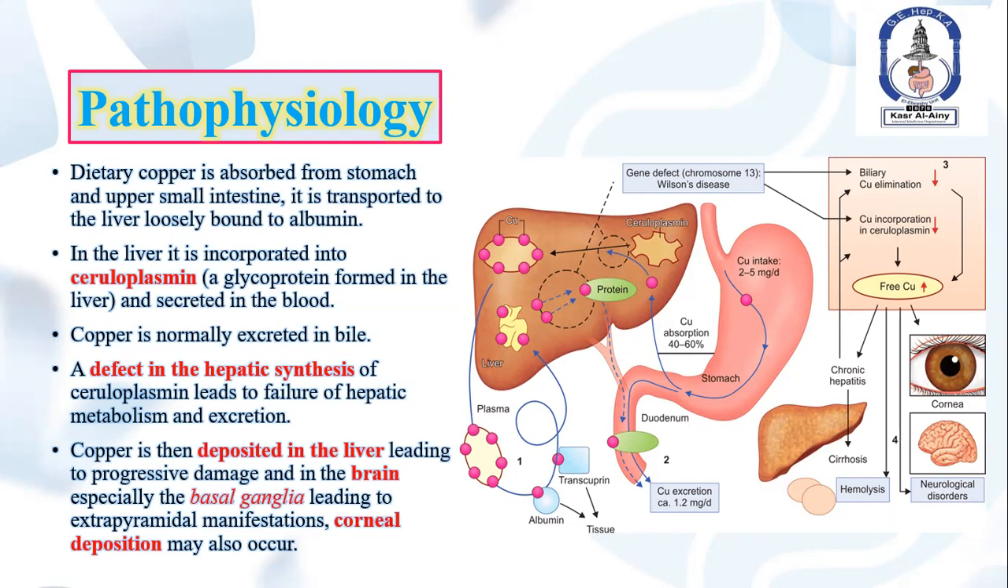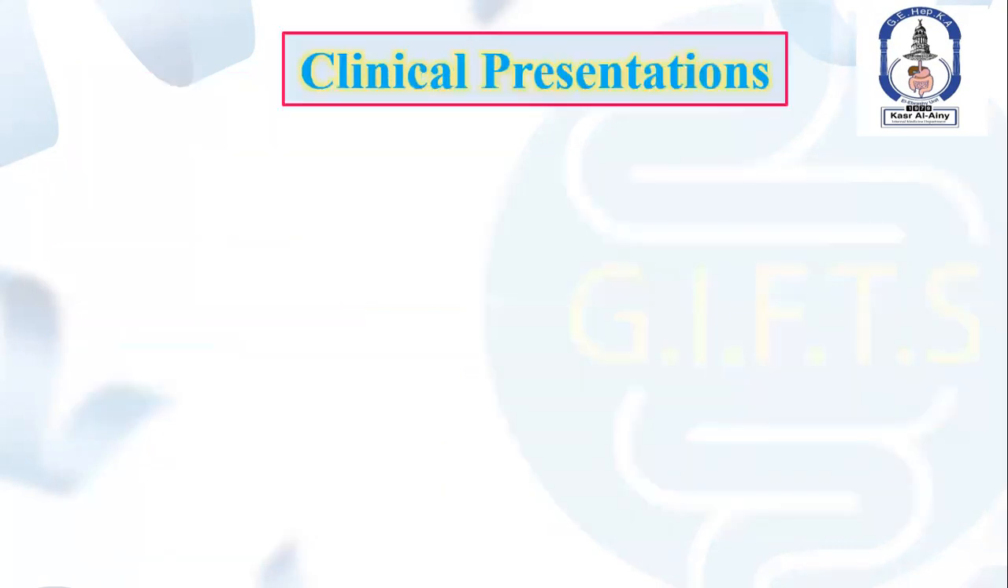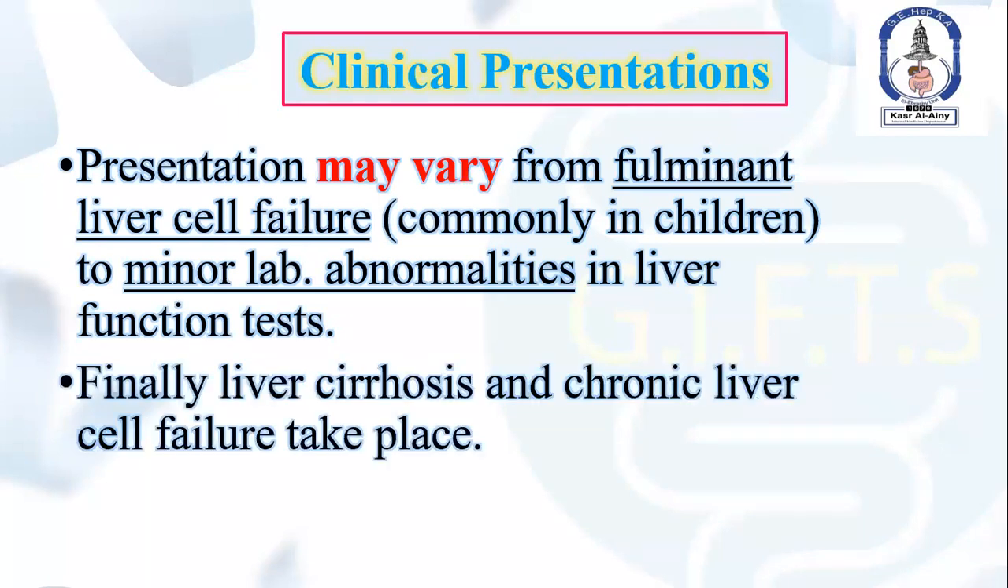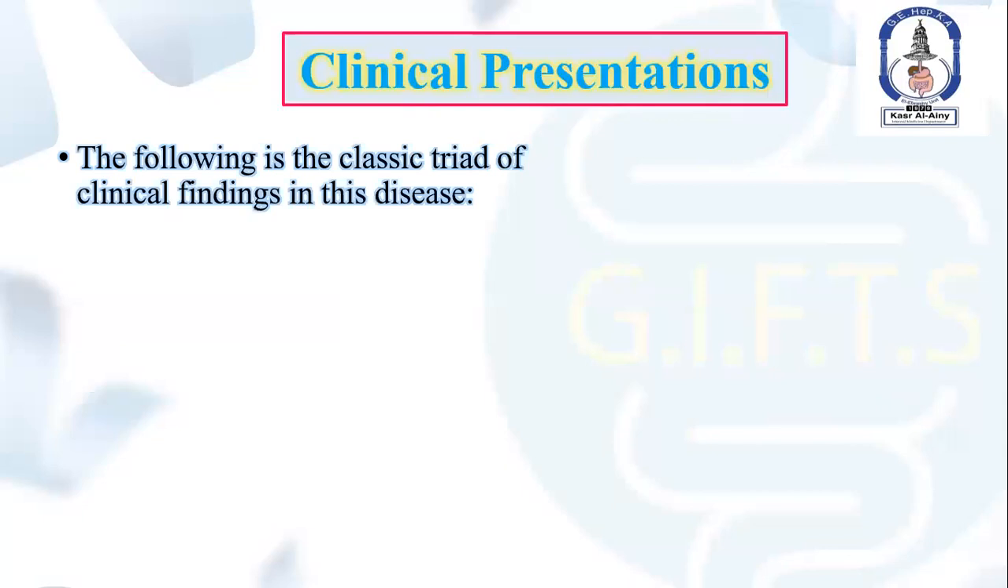So it's going to be deposited in the liver, leading to progressive damage, as well as in the brain, in the basal ganglia especially, and in the cornea, causing what is commonly known as Kaiser-Fleischer rings. So clinical presentation may vary from fulminant liver cell failure, common in children, to minor lab abnormalities in liver function tests in adulthood. And finally, liver cirrhosis and chronic liver cell failure will take place.